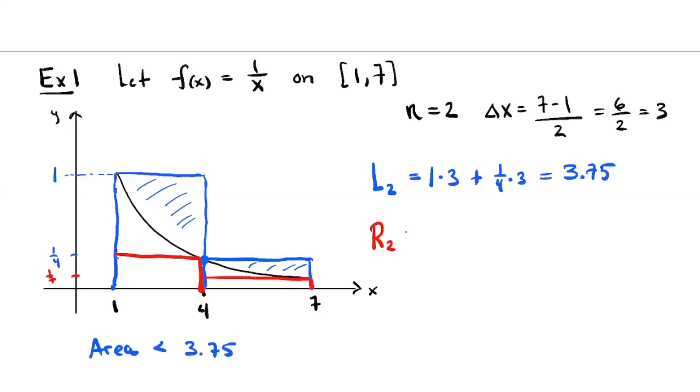So if I wanted to make a so-called right endpoint estimate, then I'm going to use the red rectangles' areas. That first red rectangle has height 1/4, and its width is 3. And the second one has height 1/7, and its width is 3. Right? So we end up having to add 3/4 plus 3/7.